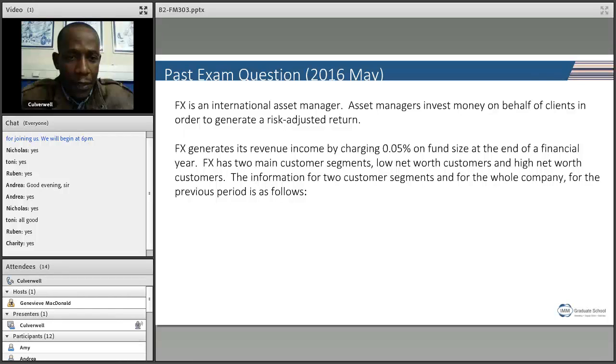I decided to use a past examination paper of May 2016 to conduct a customer profitability analysis. I'll quickly read, and I would want you to have your calculators with you so that you can go through this question together. FX is an international asset manager. Asset managers invest money on behalf of clients in order to generate a risk-adjusted return.